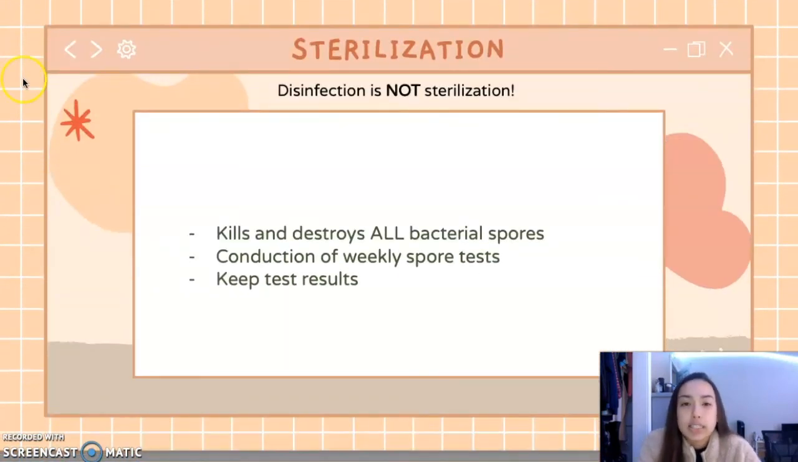Okay, so sterilization. Disinfection is not sterilization. Sterilization actually kills and destroys all bacterial spores, and verification of proper sterilization should be done weekly through biological indicators such as spore tests, and the test results need to be recorded and kept for 12 months, so a year.